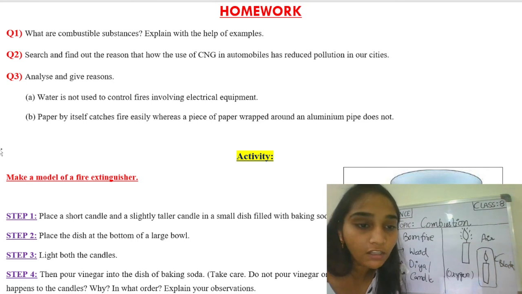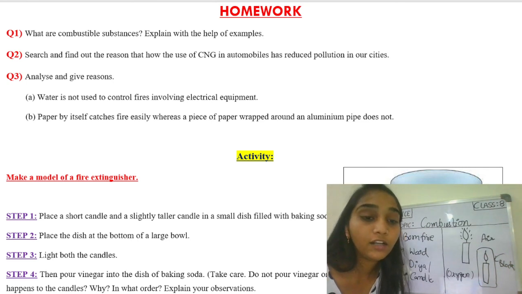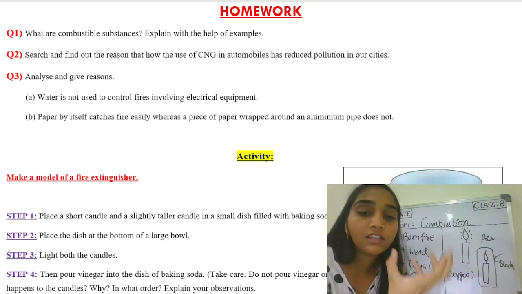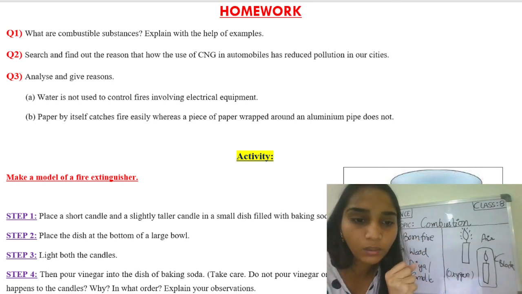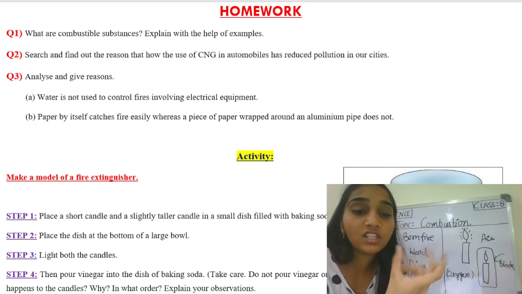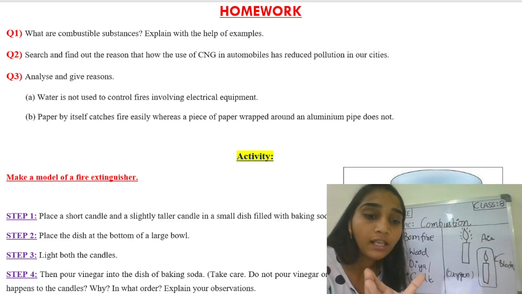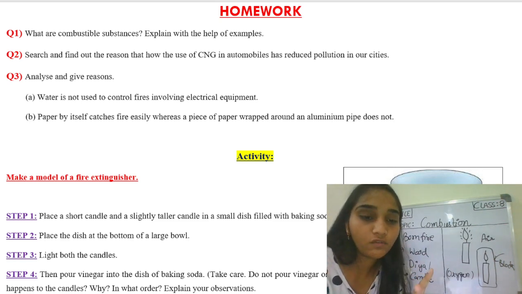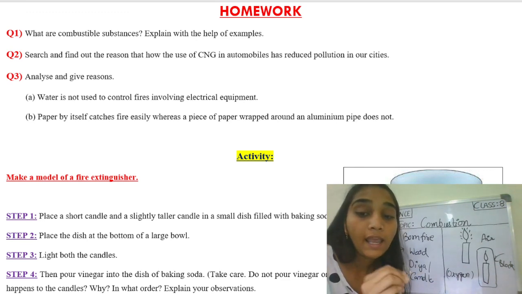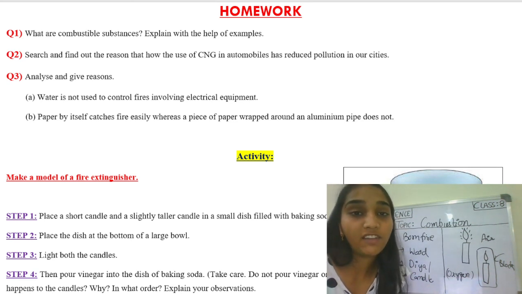And a small activity where you have to read the steps, that you have to place a short candle in a small dish which has baking soda in it, and you have to place that dish in the bottom of a large bowl, then light up both the candles, and after that you will pour some vinegar into it and observe what is happening with the burning of that candle. Okay, so this activity you can perform under your elder's supervision, and be very careful.